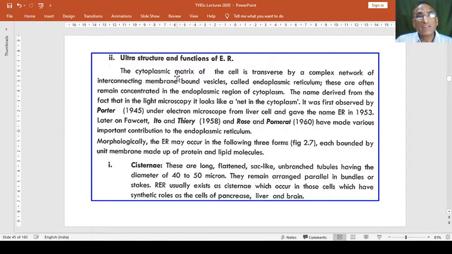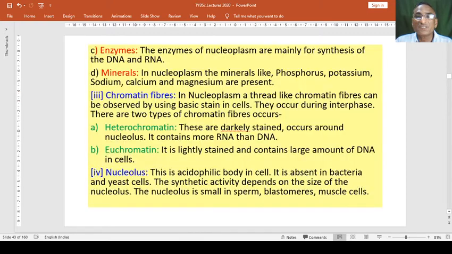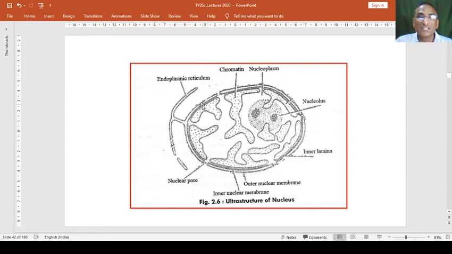The cytoplasmic matrix of the cell is traversed by a complex network of interconnecting membrane bound vesicles. These are called the endoplasmic reticulum. If you would like to see, you can see in the previous picture that this one is the endoplasmic reticulum. Here is the nuclear membrane having a fold, and these folds are nothing but the endoplasmic reticulum. This might be another fold, then third, fourth fold. In this way there are so many folds, the endoplasmic reticulum being communicating to the cell membrane.